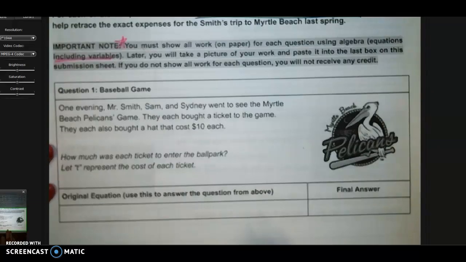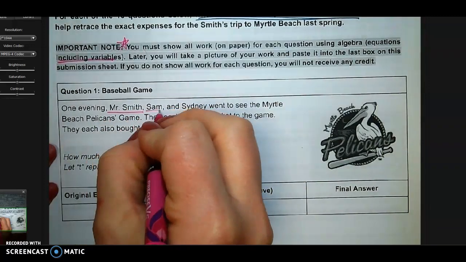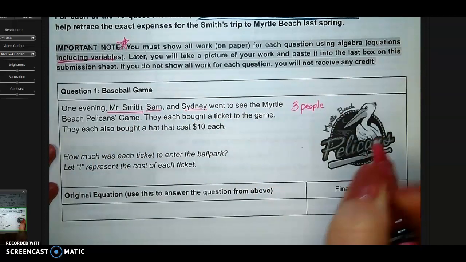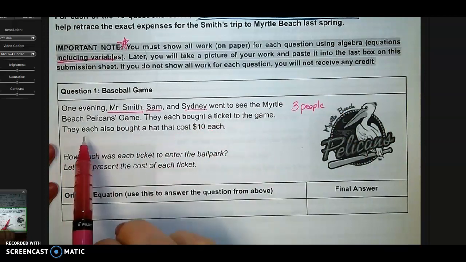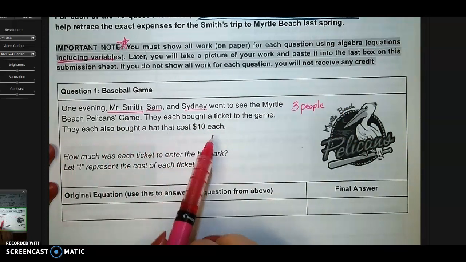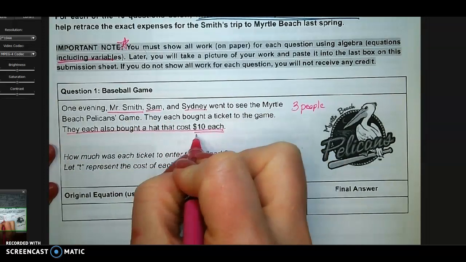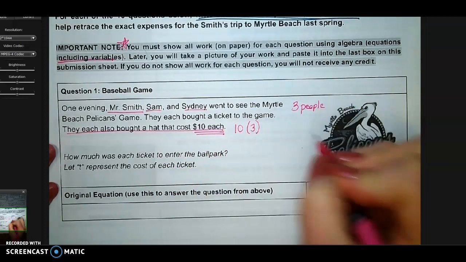So the first one says, one evening, Mr. Smith, Sam, and Sydney. So we have Mr. Smith, Sam, and Sydney. So we have 3 people. And those 3 people went to see the Myrtle Beach Pelicans game. They each bought a ticket to the game, and they also bought a hat that cost $10. So I know the cost of the hat is $10, and it says they each got one. So right there I can think that's 10 times 3.